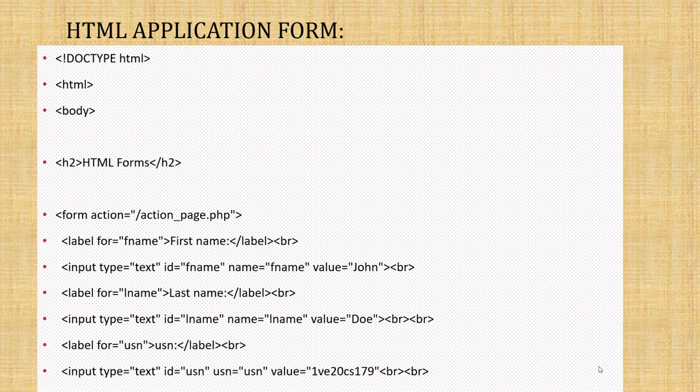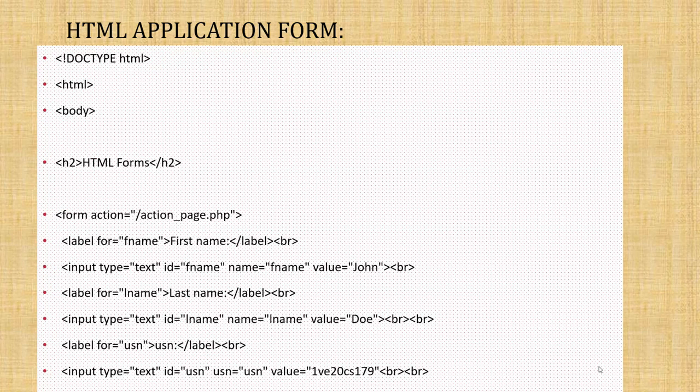Form action is equal to action_page.php. Next, we have to create a form. To create an HTML form, we have to include the label. I'm giving here label for is equal to first name. The input type is text, and ID is nothing but first name. Okay, in the first name box, I'm giving the value as John.